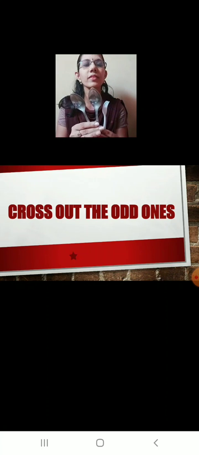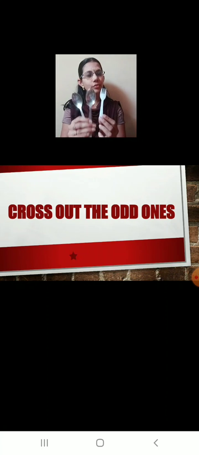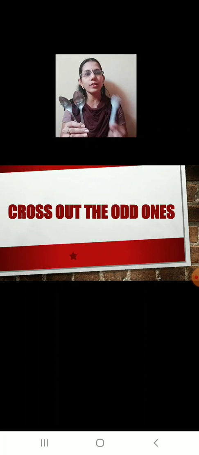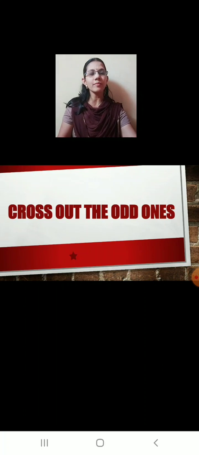What is there in my hand? 2 tablespoons and 1 fork. So which is different? This is the odd one, because these both are the same, and this is the odd one. We have to cross this one. Good. And one more example.